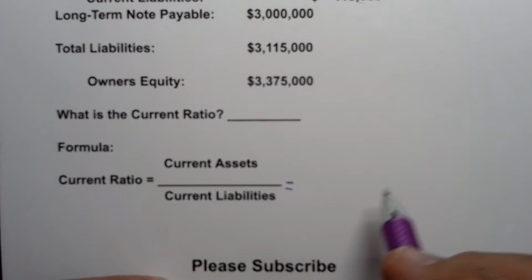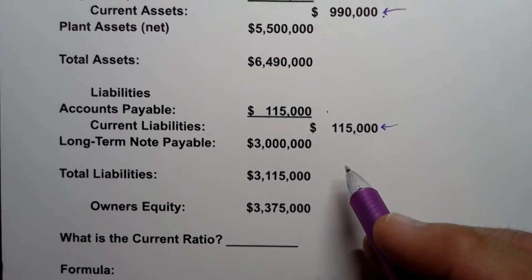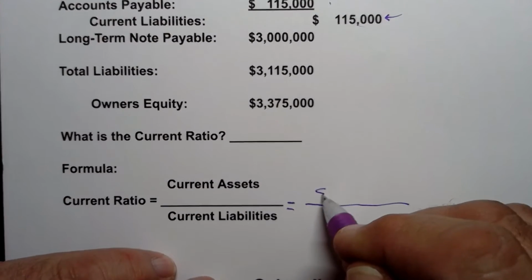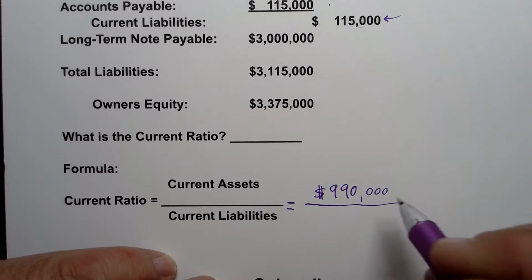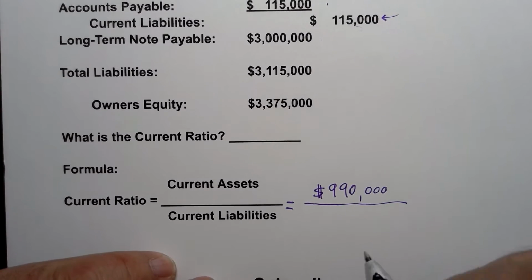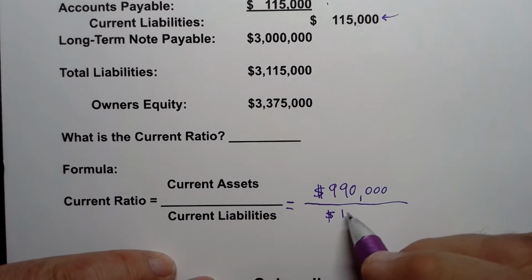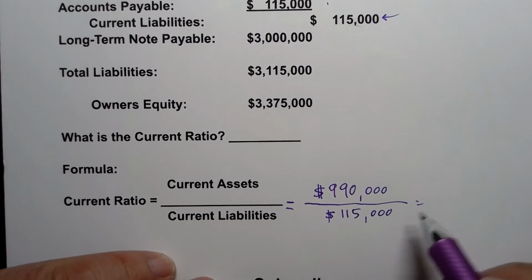Let's fill in our numbers here. So I've got the formula here, and I'm just going to fill it in right next to it. Our current assets, which are on top, is 990,000, so I'm going to write that here, 990,000. And on the bottom, our denominator is the current liabilities. In this case, we know that they're 115,000. And all we need to do is divide those.